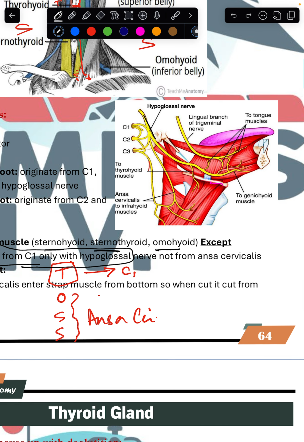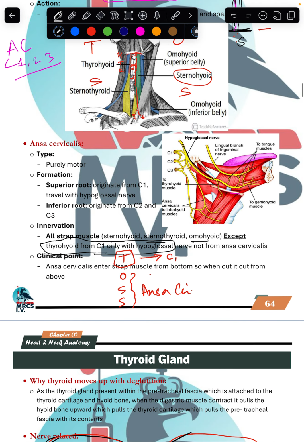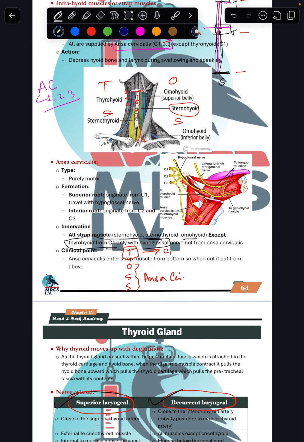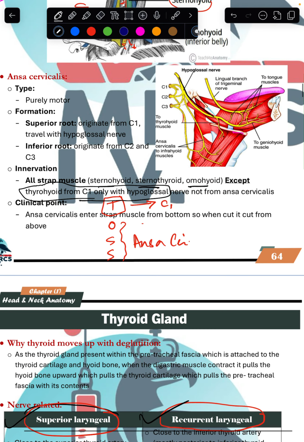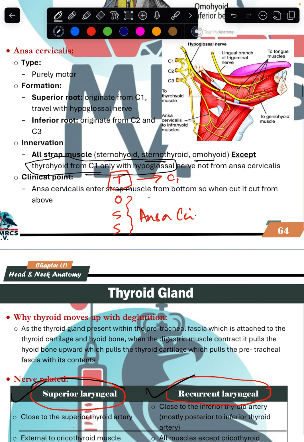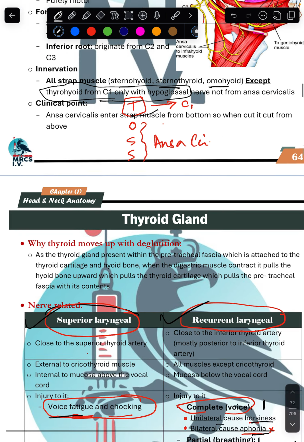You can see the hypoglossal nerve passing down, and this is the lingual nerve. The hypoglossal supplies the intrinsic muscles of the tongue. The lingual nerve supplies taste sensation from the anterior part. C1 mixes with the hypoglossal nerve to supply thyrohyoid, from thyroid cartilage to hyoid bone. Other strap muscles are supplied by the ansa cervicalis. For its formation, the superior root originates from C1 and the inferior root from C2, C3.